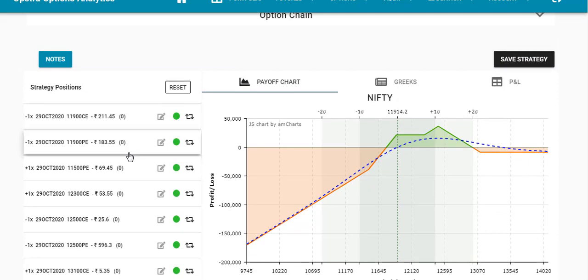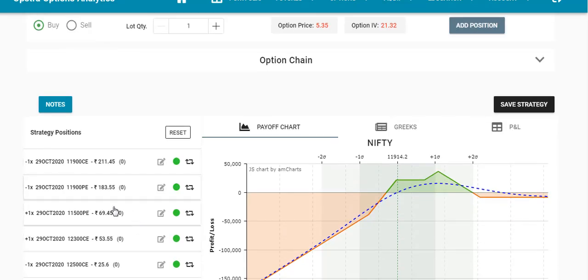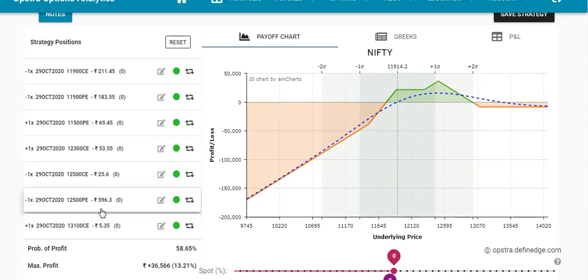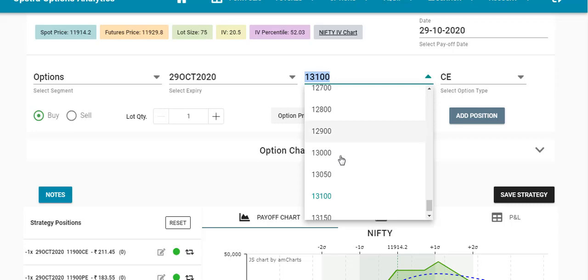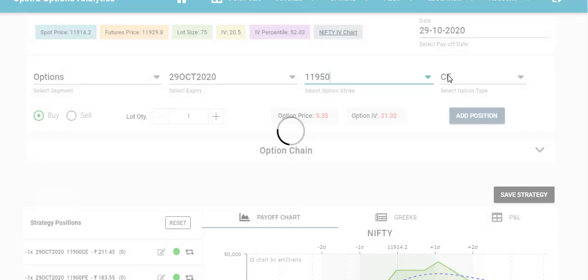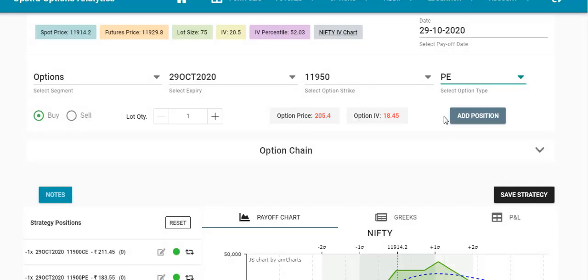We will buy 11,950, if it is coming at the same price, because now the premium is too high. That's why we can see the premium is too high for the put, but when you reach 12,150, the premium will be less for this one, and for the call it will be high. So we will consider 11,950. Going to buy the put to hedge our position.